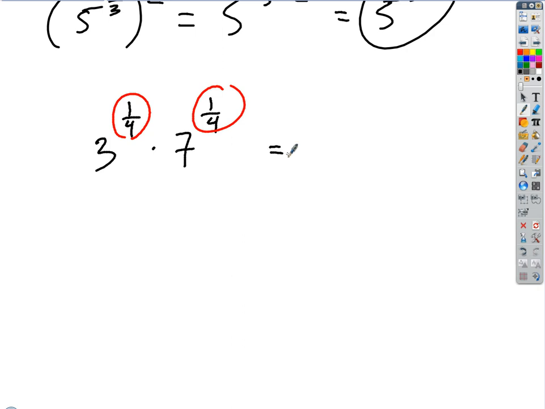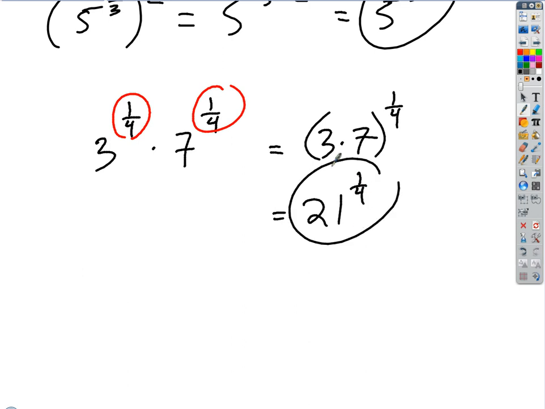Multiply. Good. Yeah. I could undistribute that 1/4, couldn't I? I could write that as 3 times 7, all to the 1/4, couldn't I? Yes. Right? And what's 3 times 7? 21. So that's 21 to the 1/4. Right?